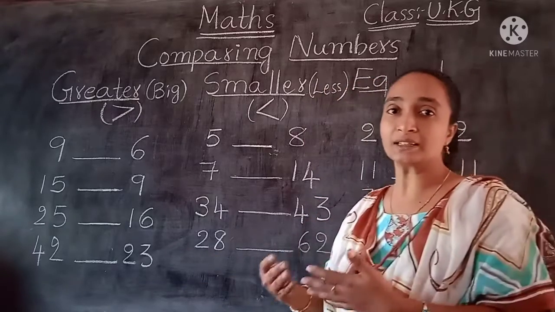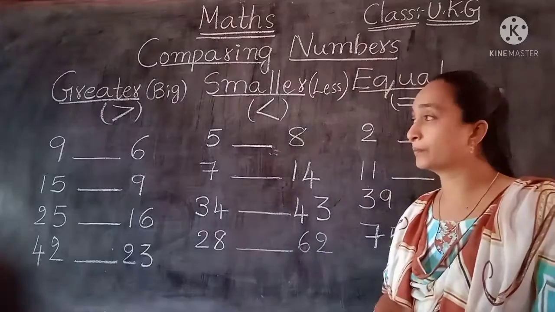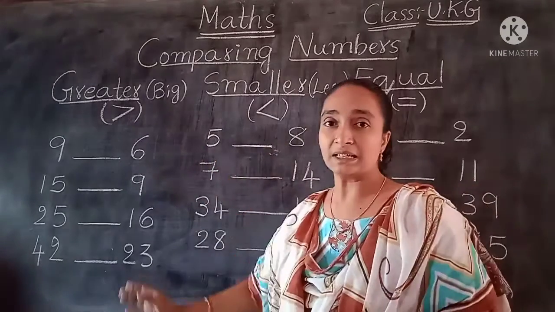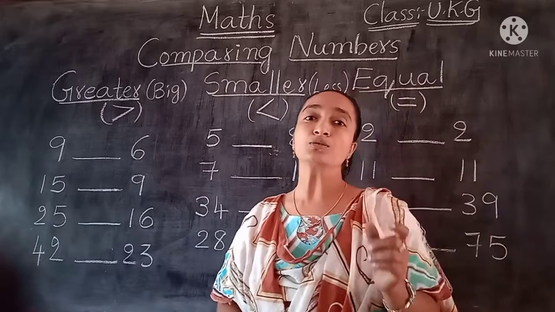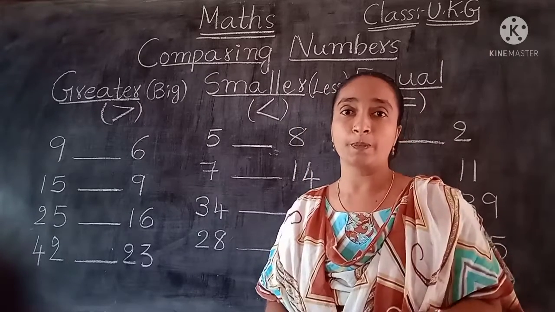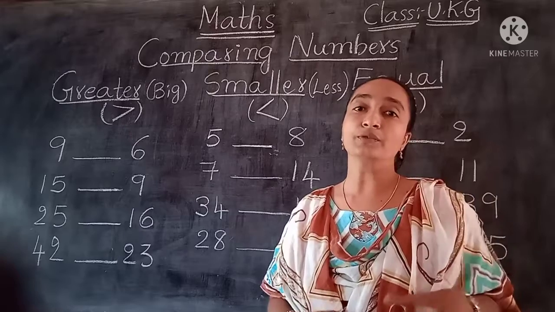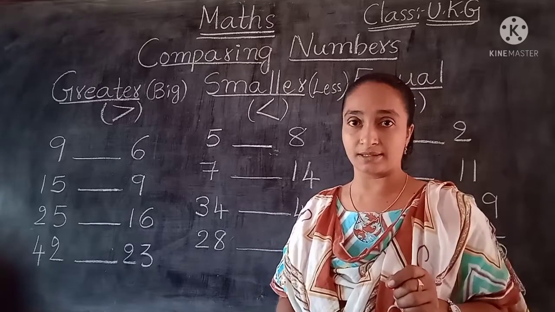Now, comparing numbers, here we are dividing. We are separating the numbers, which is big one and which is small one. Now coming to the first one, let us discuss the greater number. So children, how could we find out whether the number is big or small? Very simple. According to their digits.